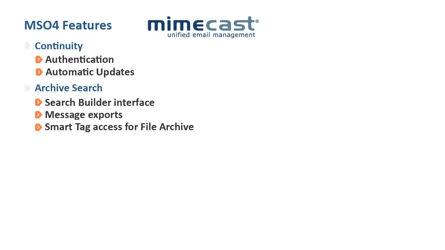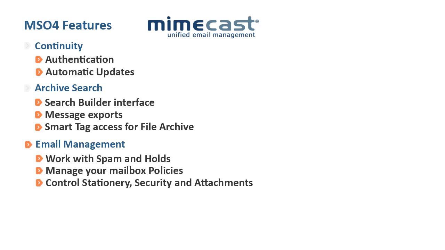With the archive search, we also give you the ability to work with an advanced archive interface and to be able to export emails yourself directly into Outlook. And new for MSO 4, we now have the email management areas that allow you to manage your email rules around spam and held emails, as well as all of your policies to block or permit senders, and thereafter control which stationery, security, and attachment policies should apply to the emails that you create. All of these features will be discovered more in our remaining tutorial videos, all available from the knowledge base.